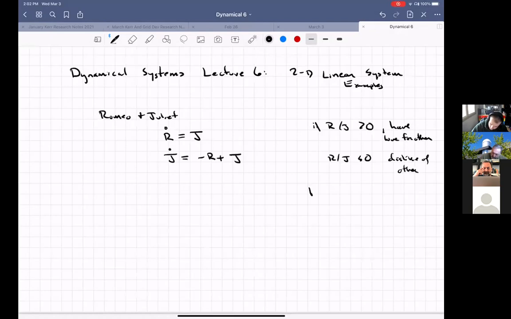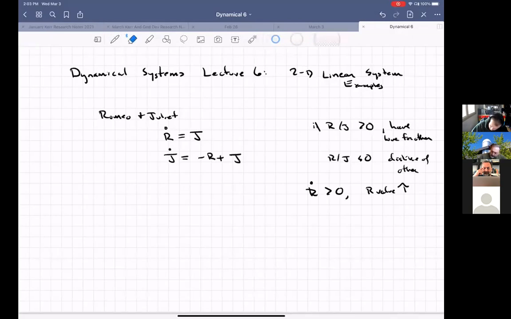And then the dots, if R dot is positive, that means that the R value is increasing. So regardless of whether Romeo loves Juliet or hates Juliet, if R dot is positive, it means that Romeo is moving towards loving Juliet more. So if Romeo already loves Juliet, the feeling is getting stronger. If Romeo dislikes Juliet, the dislike is getting weaker because he's starting to love Juliet more. Same thing for Juliet, right?